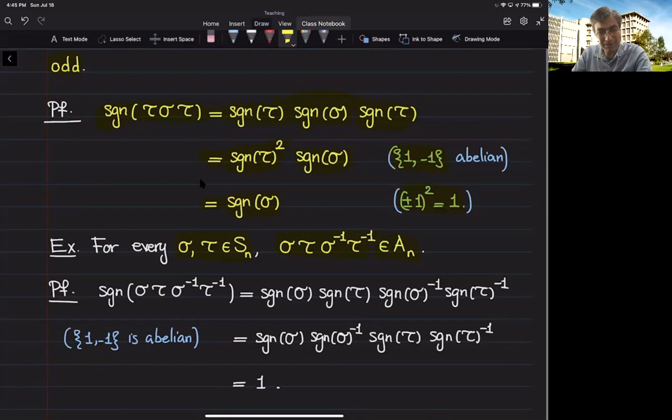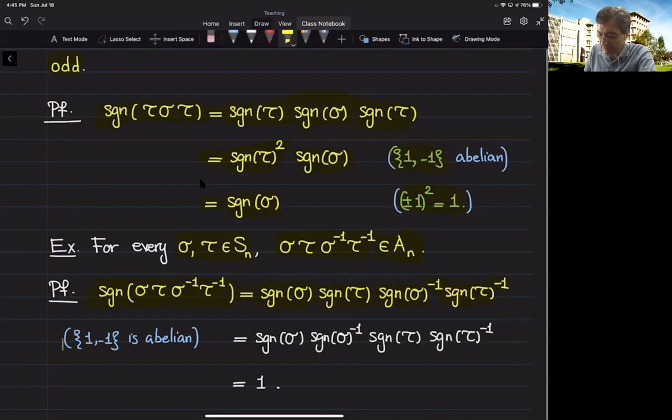So again, I'm going to look at the sign of this permutation and try to show that it is in fact 1. Remember, this consists of even permutations, which is exactly the kernel of the sign function. So I want to show that sign of this permutation is 1. Again, use the fact that sign is a group homomorphism and write this as a product of signs: sign of sigma times sign of tau. Because sign is a group homomorphism, sign of sigma inverse is the same as sign of sigma inverse. And then this one is sign of tau inverse.